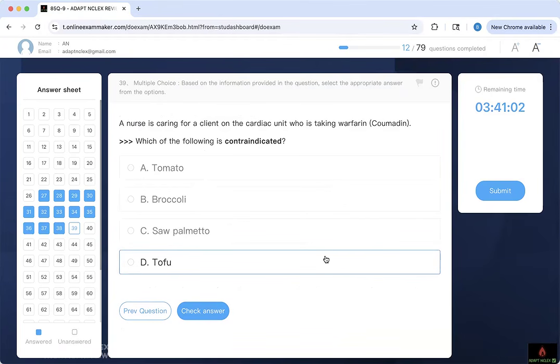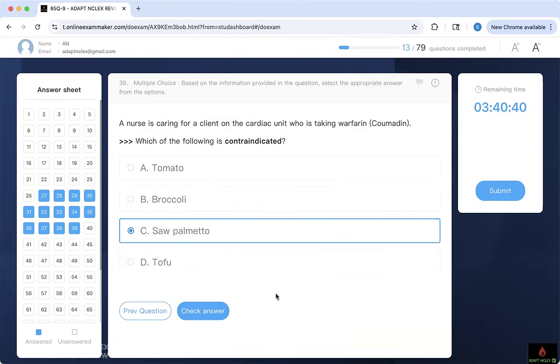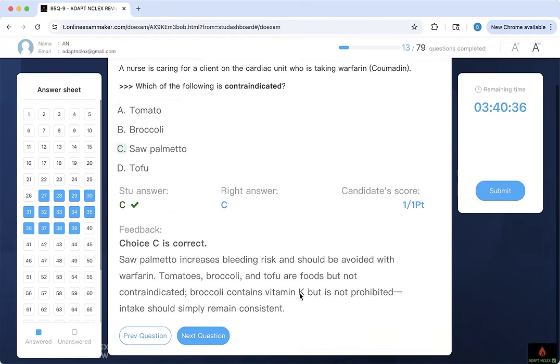A nurse is caring for a client on a cardiac unit who is taking warfarin. Which of the following is contraindicated? That means if you take your warfarin, it causes bleeding, so which should you not take? Rewrite the question. Tomato, broccoli, soy, and tofu. Any of these causes bleeding? Soy. It causes bleeding. Therefore, you should not take it. The rest of it has nothing to do with bleeding. They don't cause bleeding issues. Therefore, we're good.